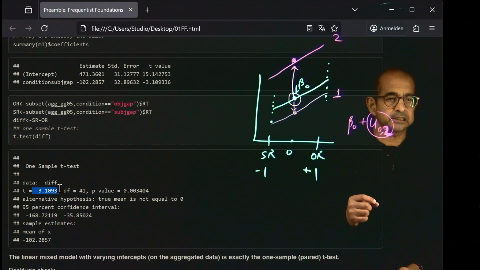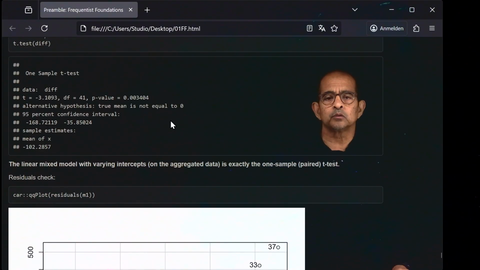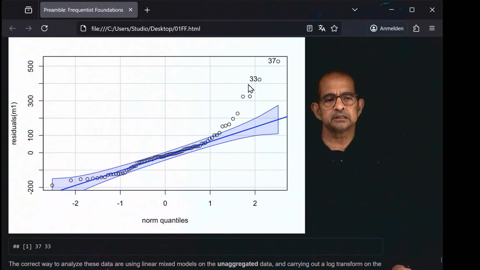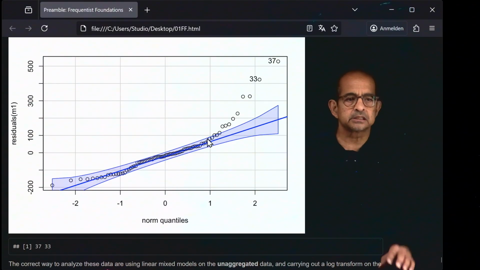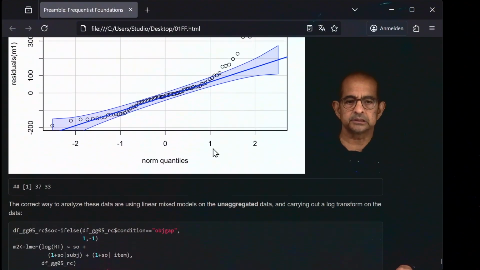Very important insight. So this was the varying intercepts linear mixed model fitted on the aggregated data, and one could look at the residuals of this model as before, and again you would see the characteristic skew on the raw reading times, which we know how to fix. We could use log RTs, and that would reduce the skewness in the residuals.